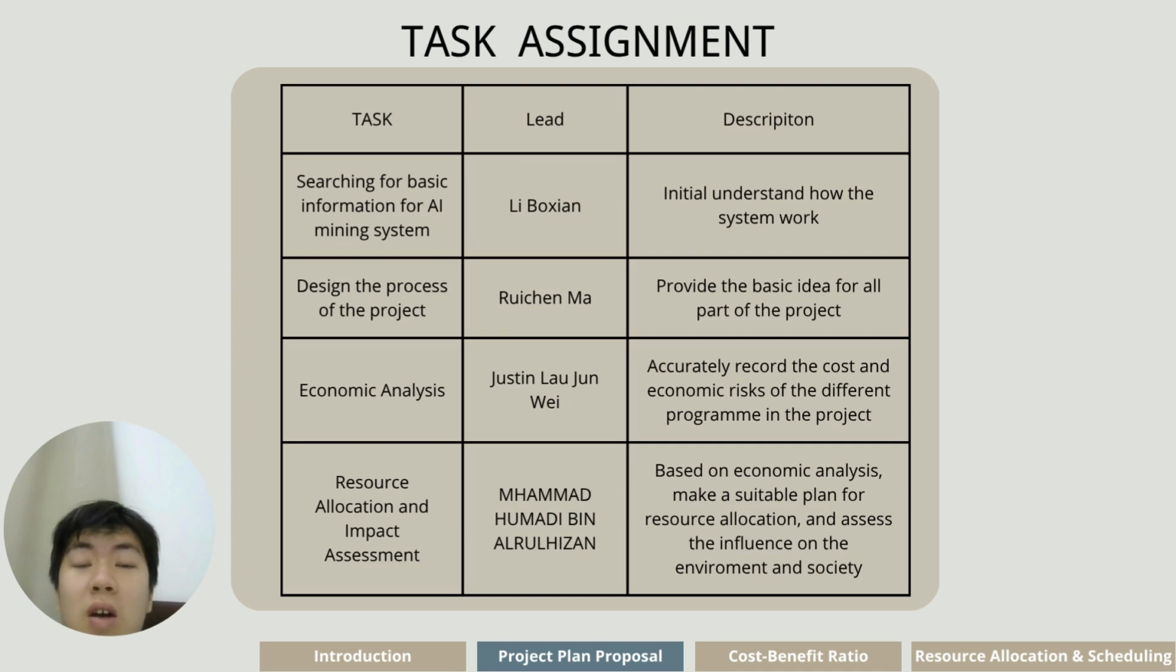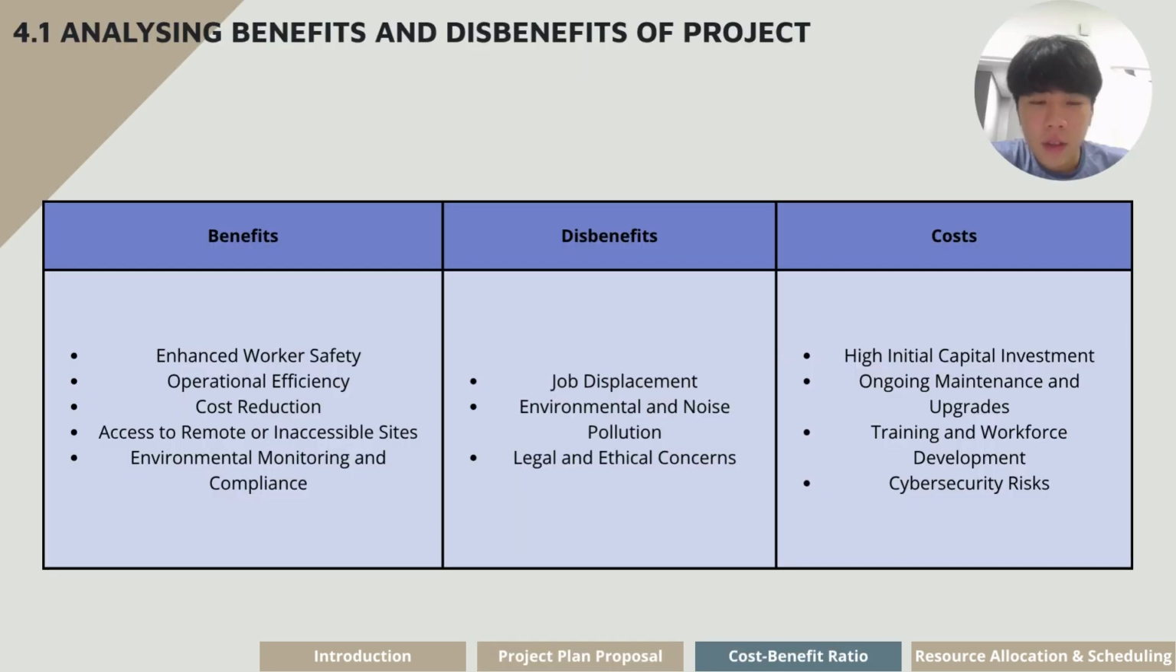According to the process of our proposal, we are required to finish four tasks. The first one is searching for basic information on the AI mining system, to understand how the system works. The next one is the design process of the project, which provides the basic idea for our project. The most important one is the economic analysis, which accurately records the cost and economic risks of the different programs in the project, and we finally get the best one. The final one is resource authorization and impact assessment, which, based on the economic analysis, makes a suitable plan for our proposal.